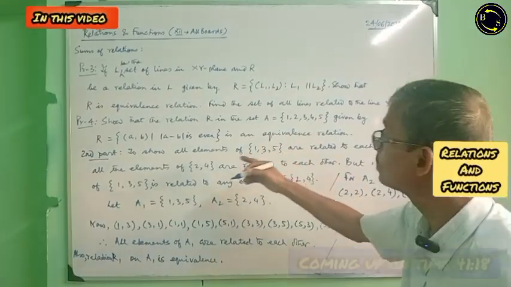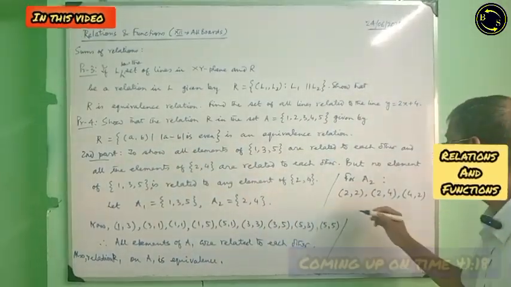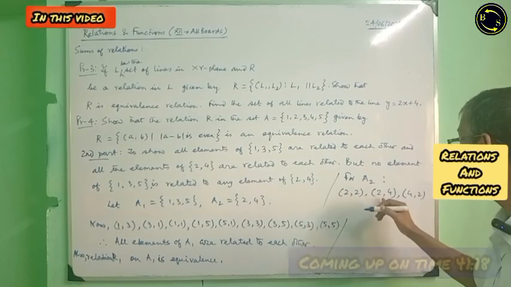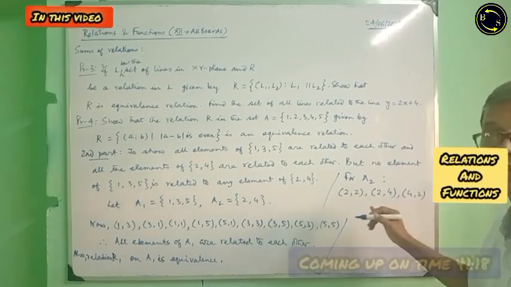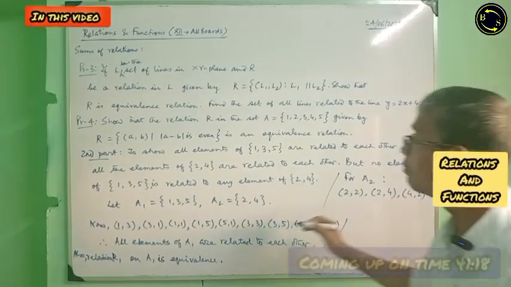Maintaining this condition, A minus B is even. You see, 2 minus 2, 0, that is even. 2 minus 4, minus 2, that is even. 4 minus 2 is also equal to 2. Therefore, all are maintaining this condition.